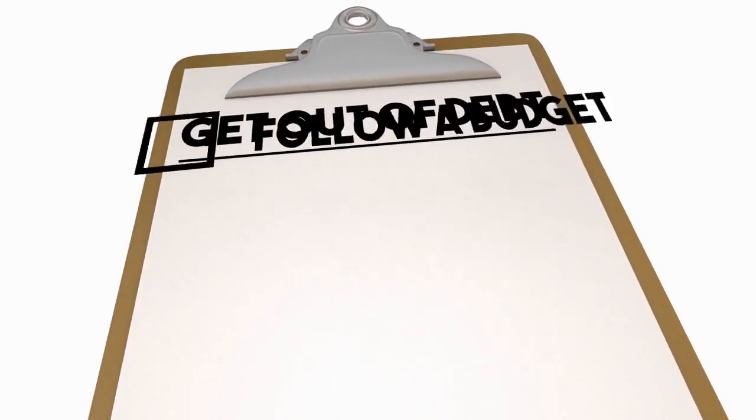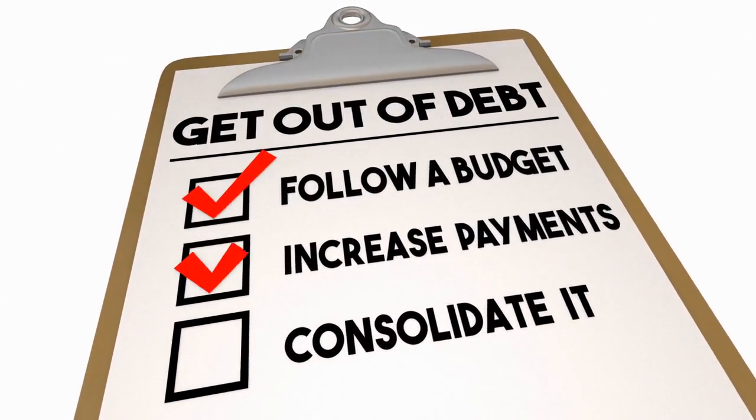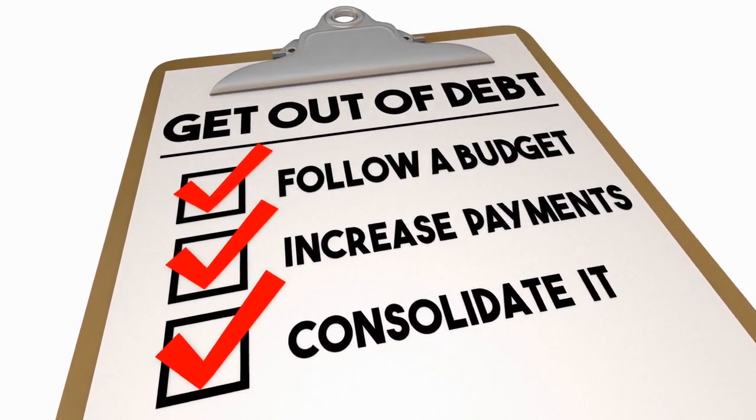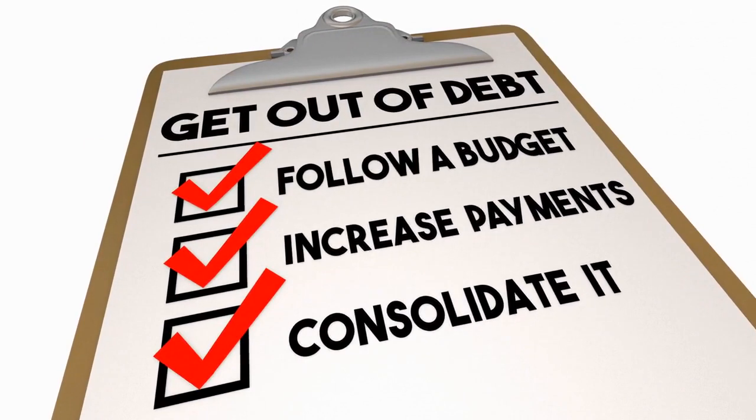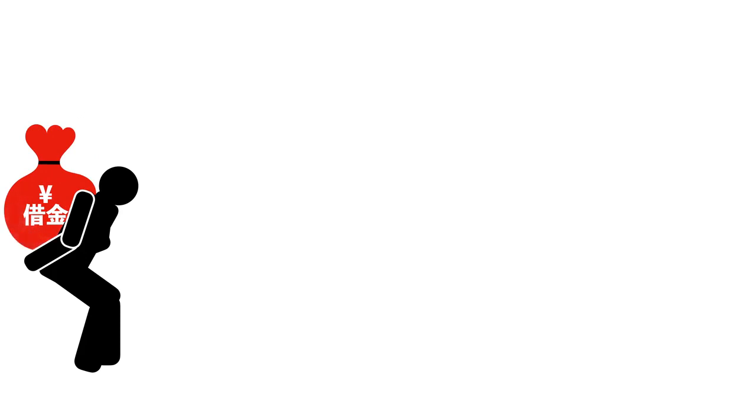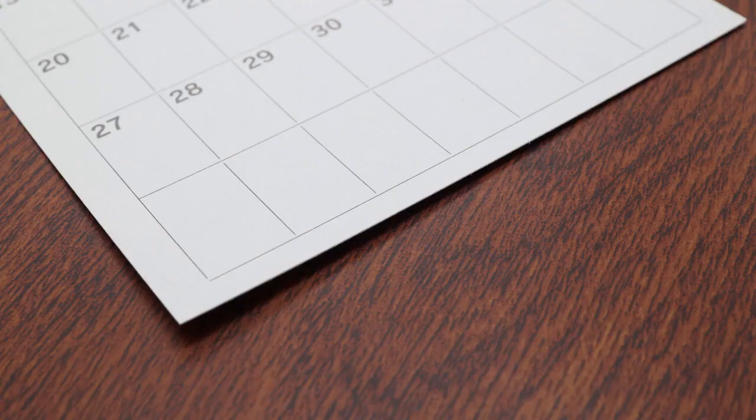Debt avalanche method. With the debt avalanche method, you focus on paying off debts with the highest interest rates first while making minimum payments on all other debts. By tackling high-interest debts aggressively, you can minimize the total amount of interest paid over time and accelerate your journey towards debt freedom.